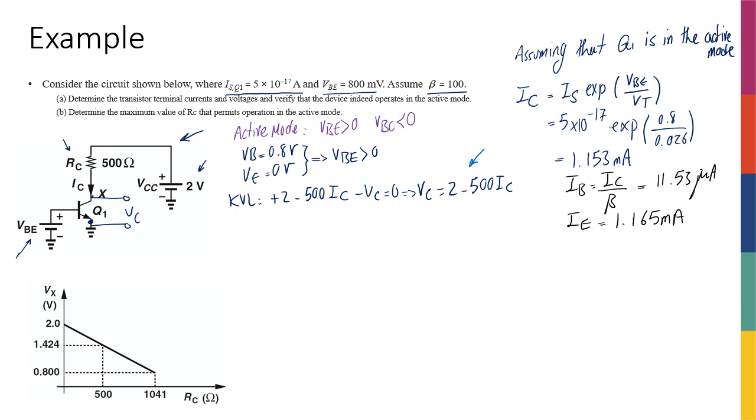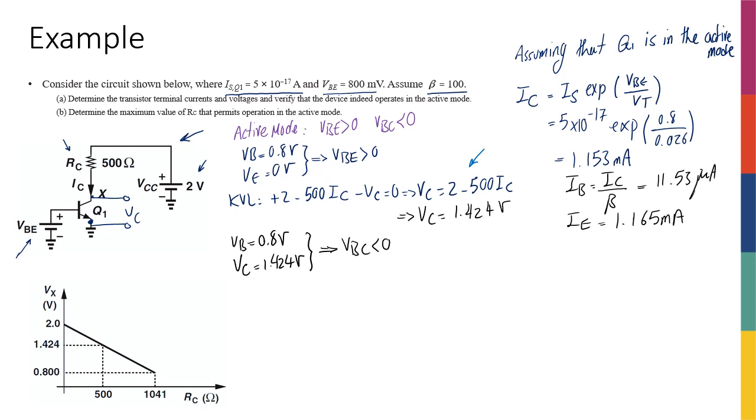Now that I know these currents, let's go back and find out what this VC is. Calculating the VC, I'm going to find that VC is going to be 1.424 volts. Based on this, let's put an asterisk here, and knowing that VB is actually 0.8 volts, so VB being 0.8 volts and VC being 1.424 volts, I can say with confidence that VBC is smaller than 0. Therefore, maybe I should have used this asterisk here.